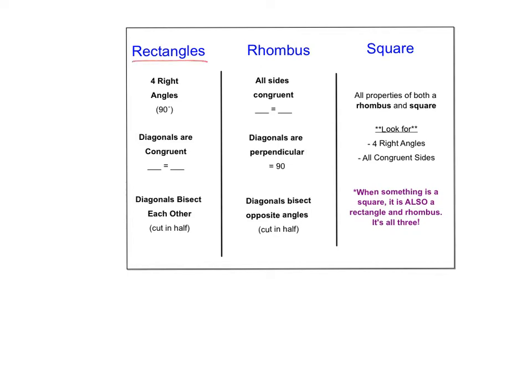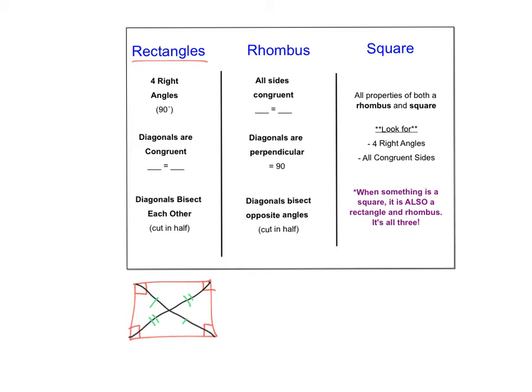So with a rectangle, we know that this is a shape that has 4 right angles, and that's going to be marked by these boxes in the corners. We also know that the diagonals are congruent to each other. And then the diagonals bisect each other, meaning they cut each other in half. So these two parts of the diagonal would be congruent to each other, and these two parts of the diagonal would be congruent to each other.